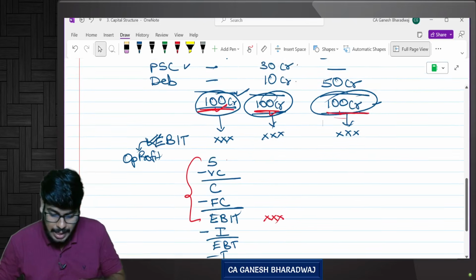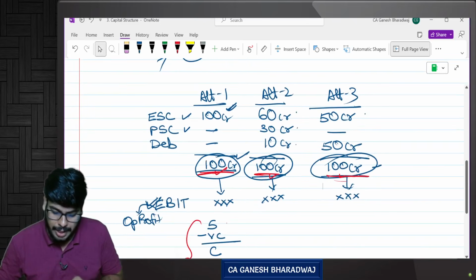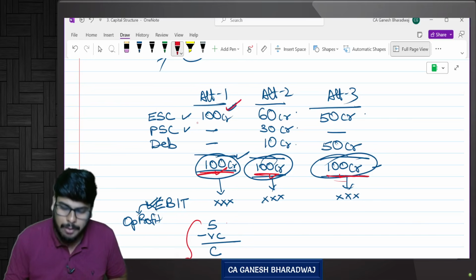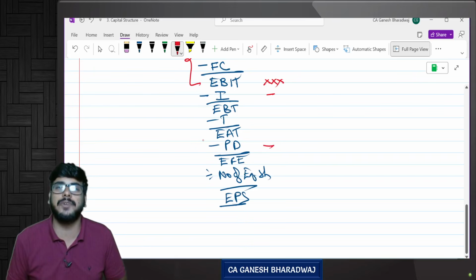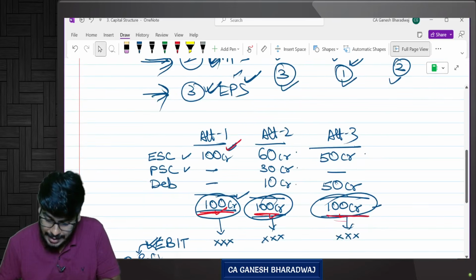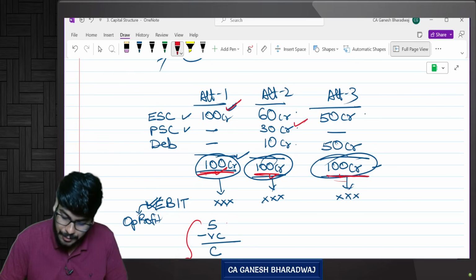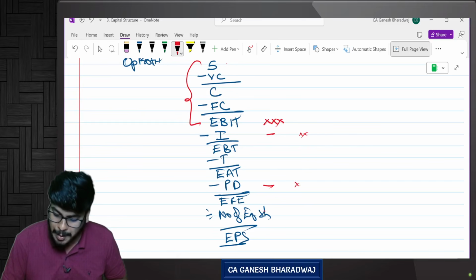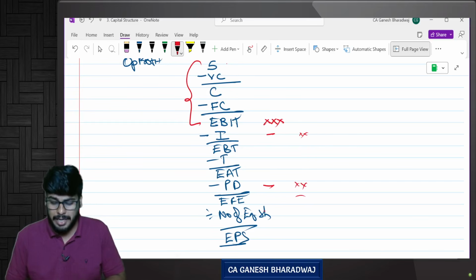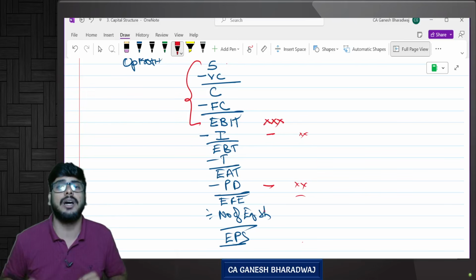So basically, now in this case, in the first alternative, if you see, there is only equity. Correct. So in this case, there will not be any interest, there will not be any preference dividend. Whereas if you see in the second case, you have both the preference as well as debentures. So in the second alternative, there will be interest, there will be preference dividend. So finally, the earnings for equity and the EPS might change. Are you clear with this?